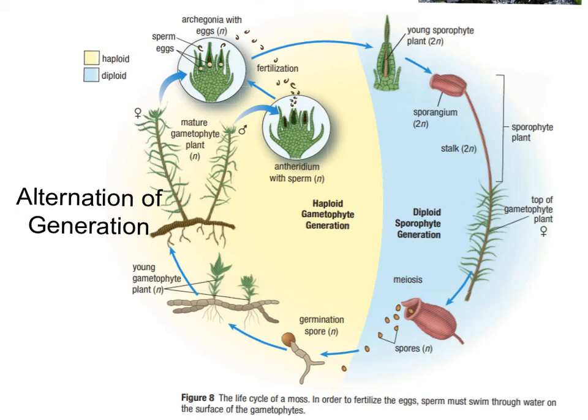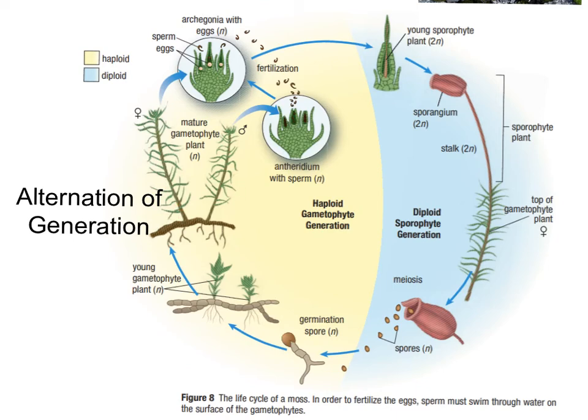Now, if we take a look at the alternation of generations of a moss, a bryophyte, we can see that the yellow is a bit larger than the blue. So the gametophyte generation is more dominant. That's where the mosses spend most of their time. So why don't we start over here on the left with our mature gametophyte? And that's typically what you would recognize when you see a moss.